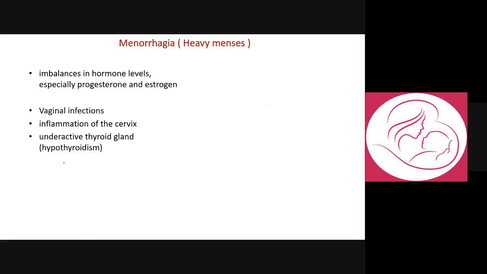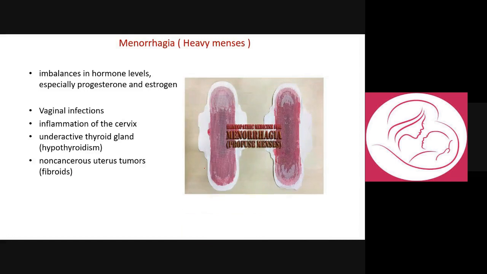Further, it can also be because of non-cancerous uterine tumors, which we basically call fibroids. So if you have a lot of fibroids in your uterus, there are also very high chances that you will have heavy bleeding. When I talk about heavy bleeding, we usually consider your menstrual flow to last for around 7 days. But anything that continues past 7 days is a concern.